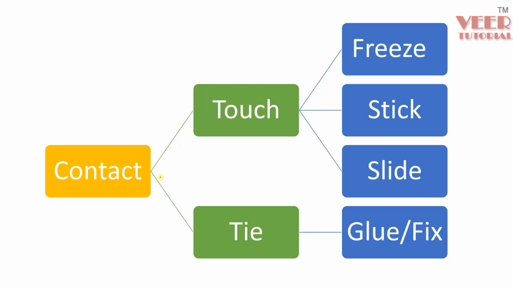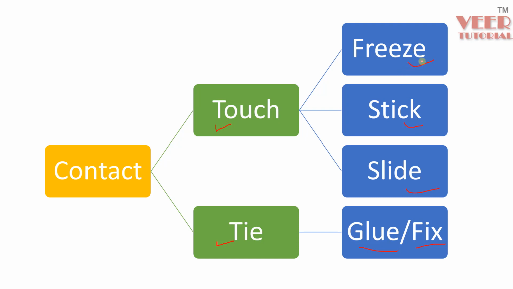If you go to contact, you have two options. Initially, we can define a touch contact or we can define a tie contact. Tie contact means it is glue or fixed. Whenever two bodies are fixed with respect to each other, it means they cannot move, then we apply the tie contact. And then we have freeze, stick, and slide.